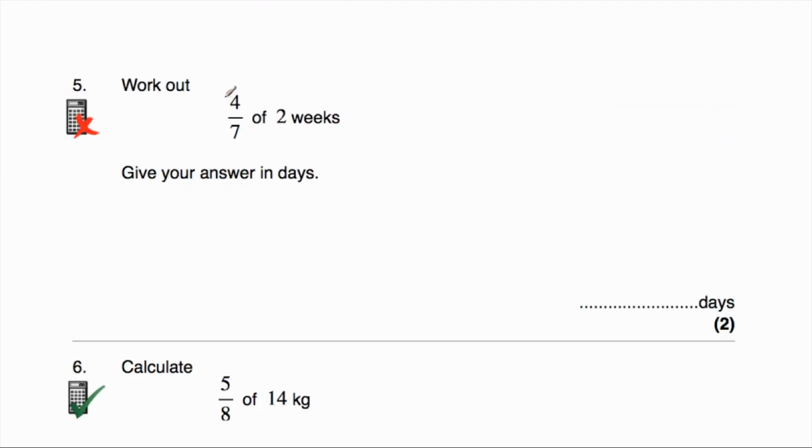Question number 5 says, work out 4/7 of 2 weeks and give our answer in days. So we want to work out 4/7 of 2 weeks. Now, because we're to give our answer in days, let's change our 2 weeks into days. So 1 week is equal to 7 days. So 7 days in a week. So if we had 2 weeks, that would be 14 days. So 2 weeks is equal to 14 days.